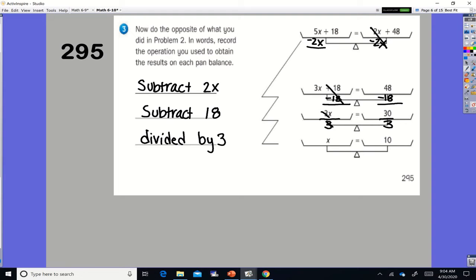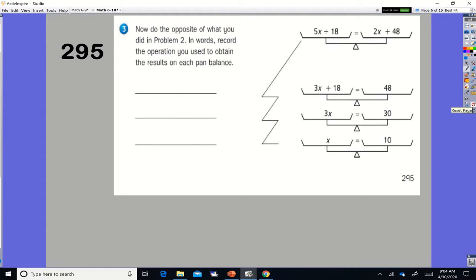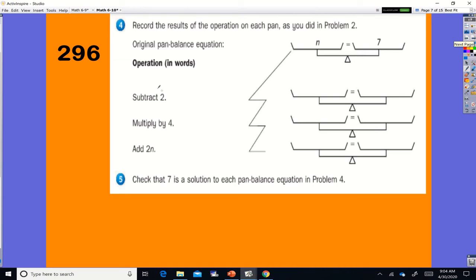So this is all we're going to be doing today. We're either going to be explaining or we're going to be doing like they're doing here. So on page 296, we're going to be doing what they tell us. Remember, balance is what we do on one side, we must do to the other. So for subtracting 2, I have to subtract 2 to both sides. So 7 minus 2 gives me 5, but n and 2 are not like terms. So it's just going to be n minus 2, since they are not like terms.